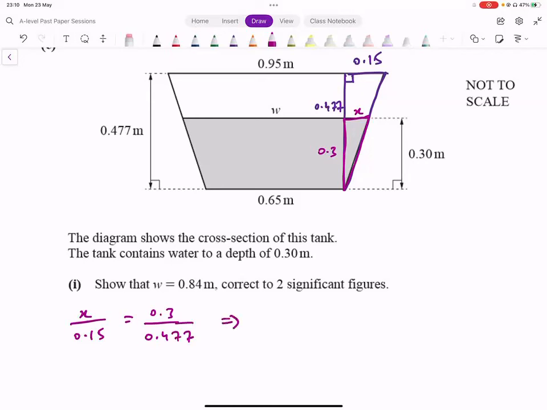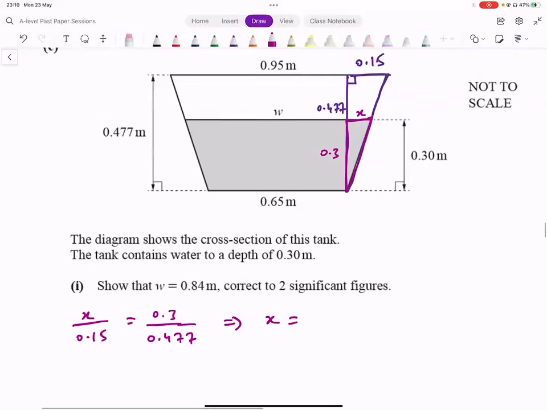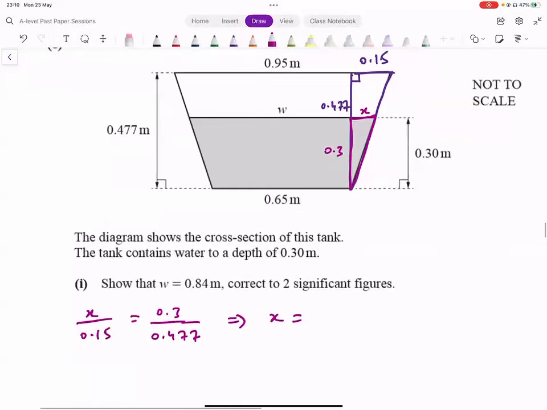What do we get from this? यहाँ से हमारे पास X की value आ जाएगी. Let's see what that turns out to be. 0.3 into 0.15 divided by 0.477. And that's giving me 0.09434. ठीक है, मैं ज़्यादा accuracy use कर रहा हूँ यहाँ पे ताकि final result accurate है. X की value मेरे पास आ गई, that's 0.09434.